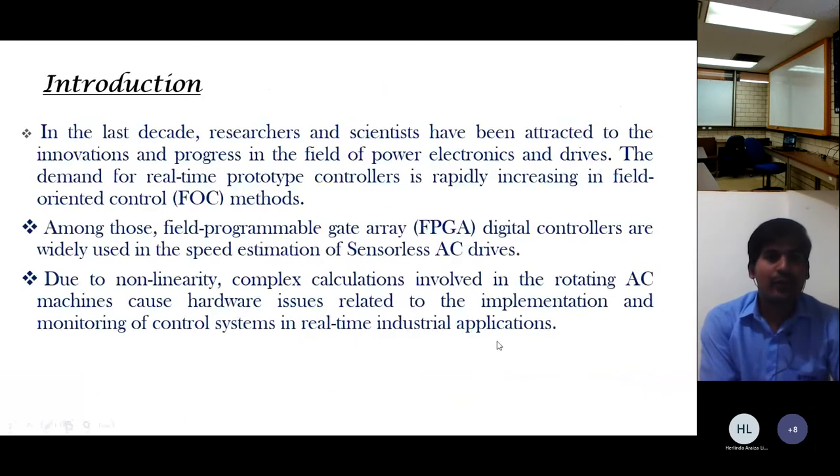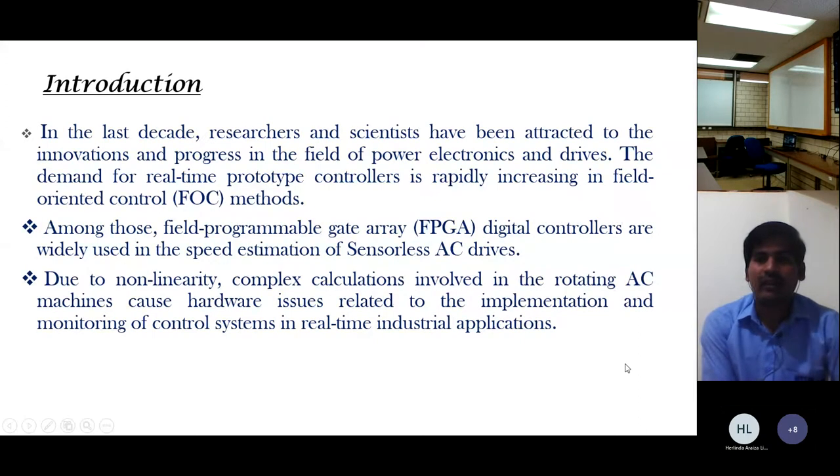Coming to the introduction, we have seen a lot of control techniques, FOC control technique and DTC control technique, which are widely used for AC motor drives. In the last decade, we have also seen continuous evolution in the field of power electronics and drives. The demand for real-time prototype controllers is rapidly increasing, and we require controllers where we develop our control algorithms not in a difficult manner, but in an optimized manner.